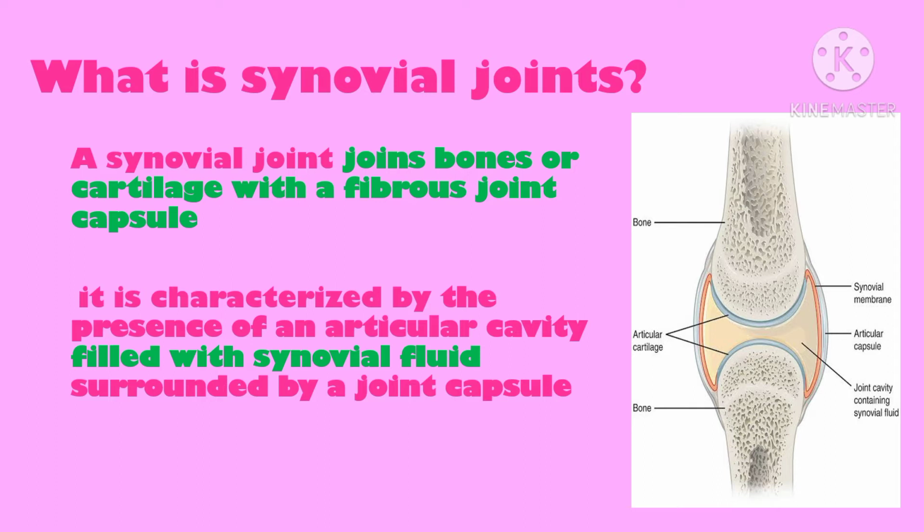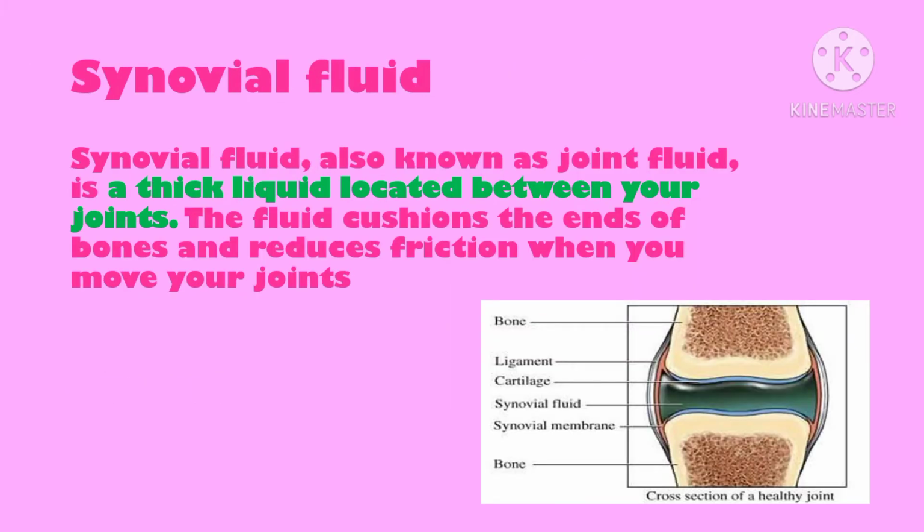And also it is characterized by the presence of an articular cavity filled with synovial fluid surrounded by a joint capsule. So let's define what synovial fluid is to understand more about the synovial joint. Synovial fluid, also known as joint fluid, is a thick liquid located between your joints. The fluid cushions the ends of bones and reduces friction when you move your joint. As you can see in that picture, the blue color with matching light black is the synovial fluid.